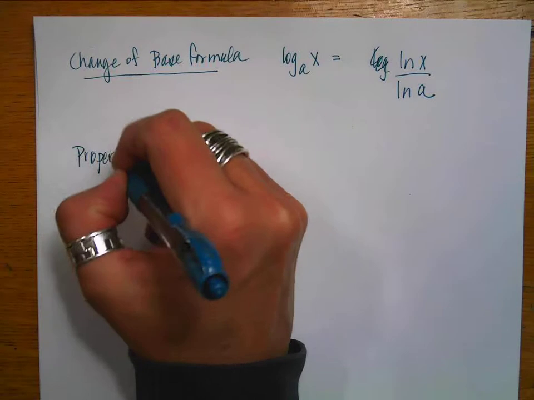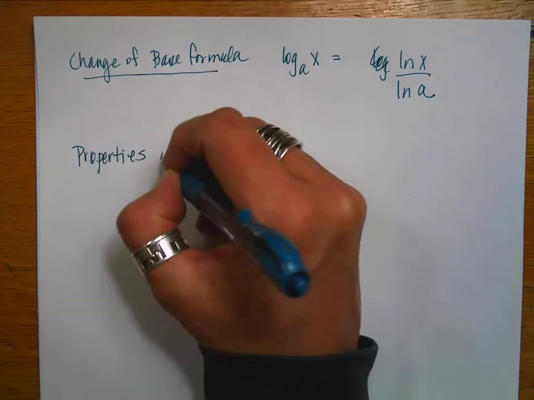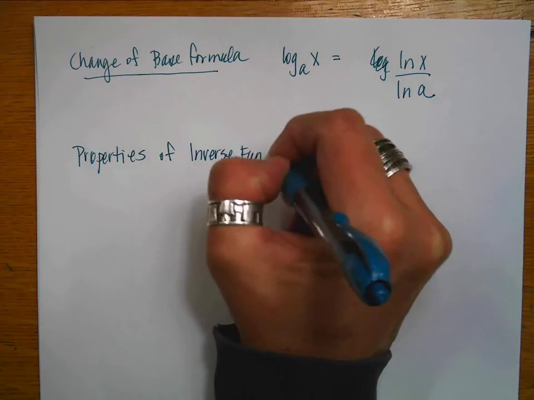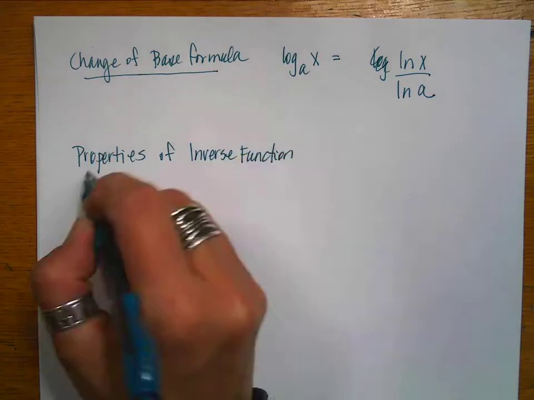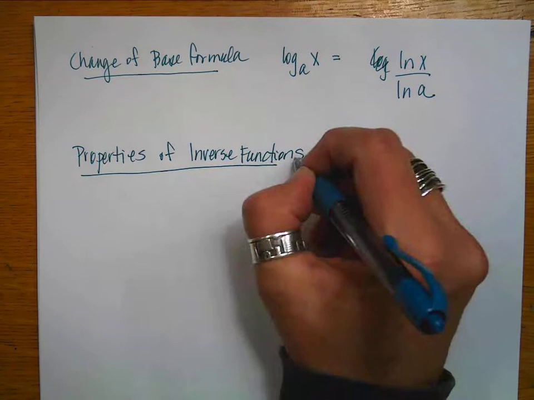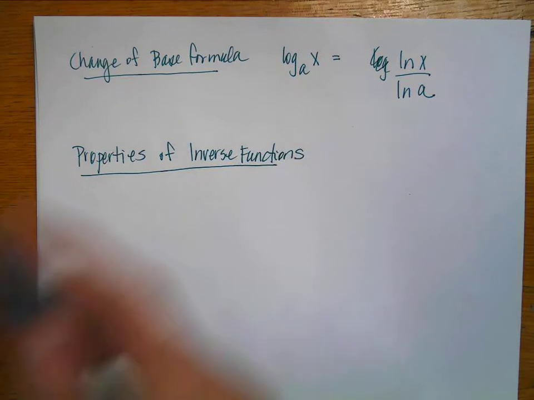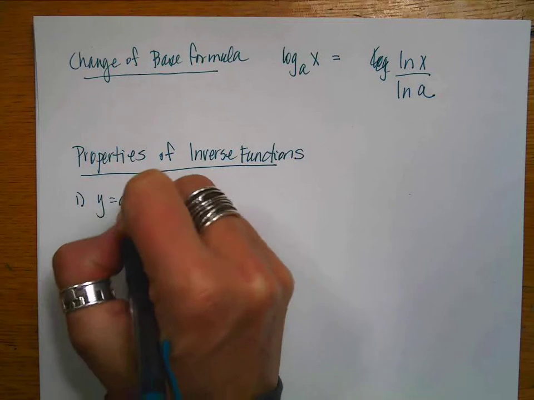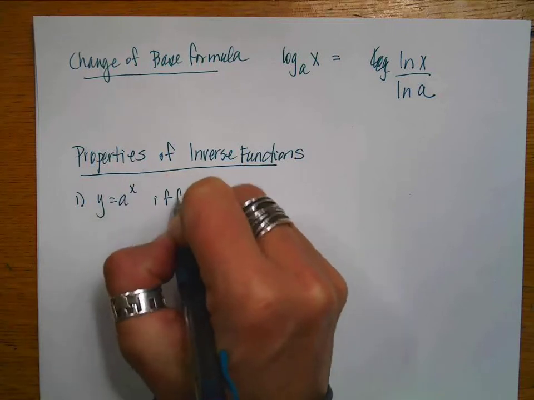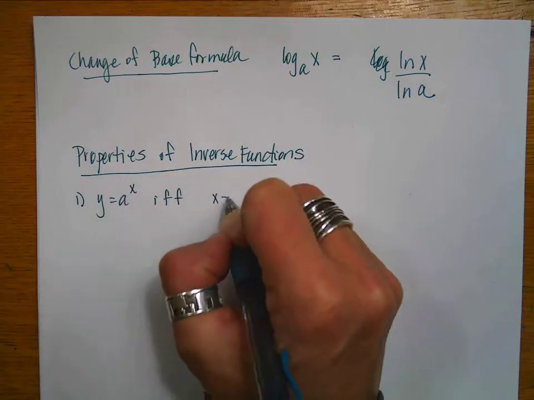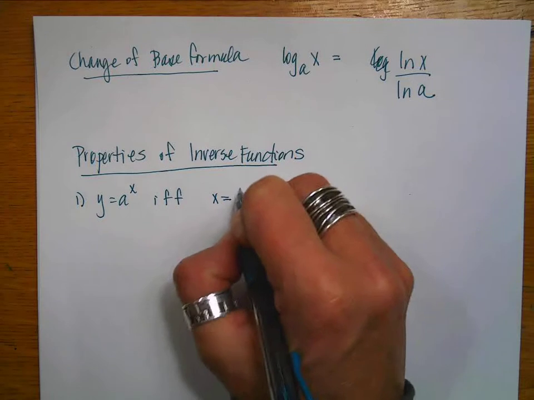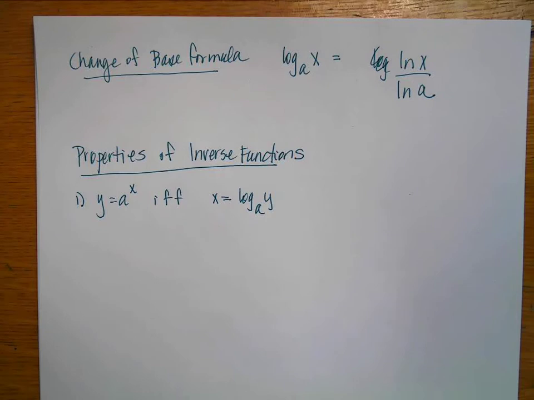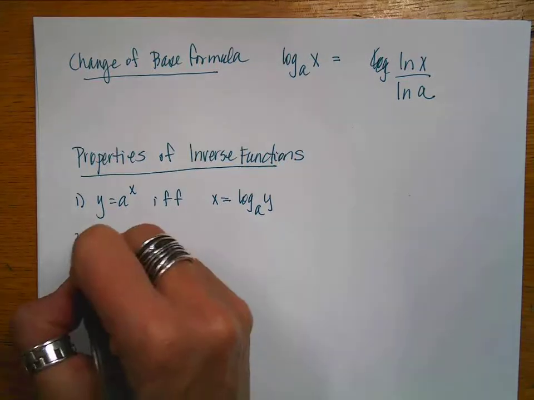The next thing that we want to talk about are the properties of inverse functions. Okay. And again, this is just helping us remember information that we learned last year. So the first one is y is equal to a to the x if and only if x is equal to the log base a of y. Okay, and so that's just converting the forms.